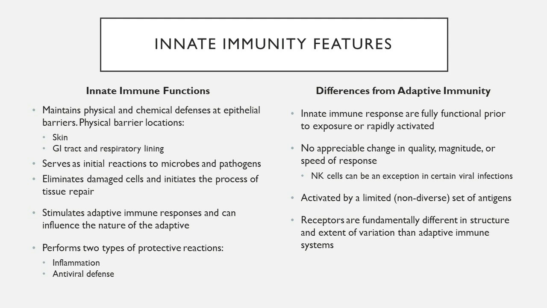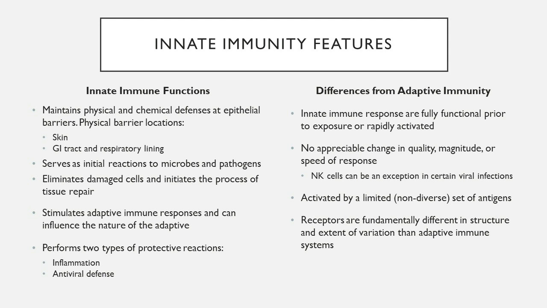Now, there are a number of key differences between the innate and adaptive immune response. First, no function of the innate immune response requires any prior exposure to a micropathogen or antigen. That means that all the effector cells of the innate immune system are fully functional before an infection occurs or are rapidly activated by microbes to prevent, control, or eliminate infections. In contrast, the adaptive immune response can take several days to mount a sufficient defense against a pathogen.